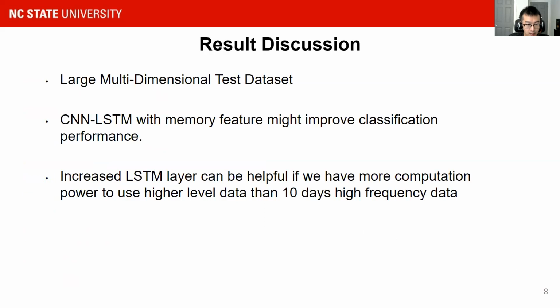So in terms of the results, the comparatively lower accuracy and F1 score is because of the multi-dimensional large test datasets. It can be further improved by using a more complex structure or architecture like CNN-LSTM, which also includes a memory feature. Therefore it has potential to improve our classification metrics. Also, because of a lack of computation power, we can only use 10 days of high frequency data, and could not further add to increase the LSTM layers.